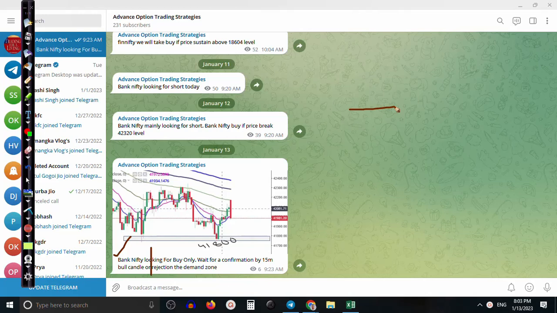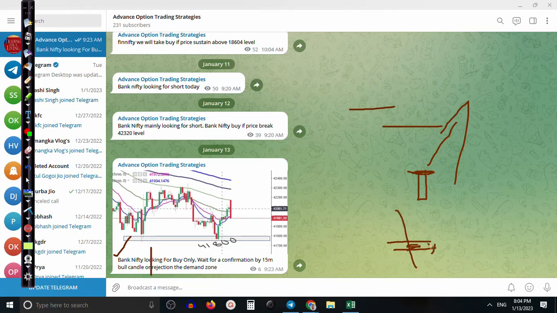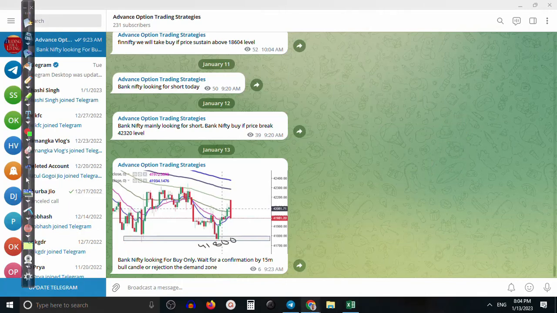Yesterday, as I said, price opened, which doesn't matter. So we are looking for buy only today. Today morning around 9:23 a.m. I told that we need a bull candle, and once a bull candle appears, we look for buy after that. Or I have given a demand zone. If price pulls back near the demand zone, we need a rejection candle. All right, so let me show you where exactly we entered today.